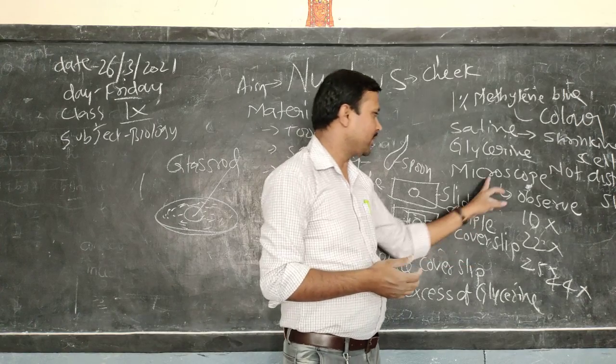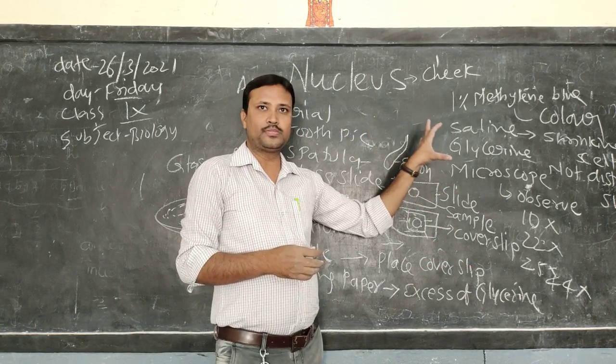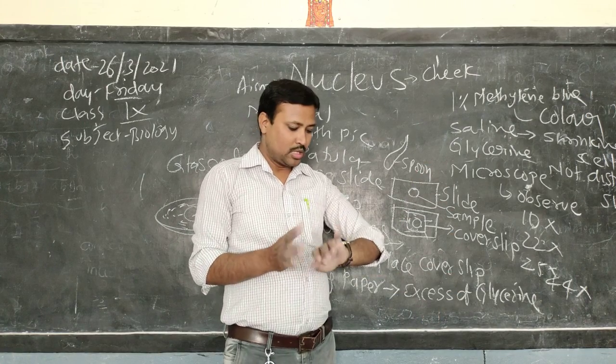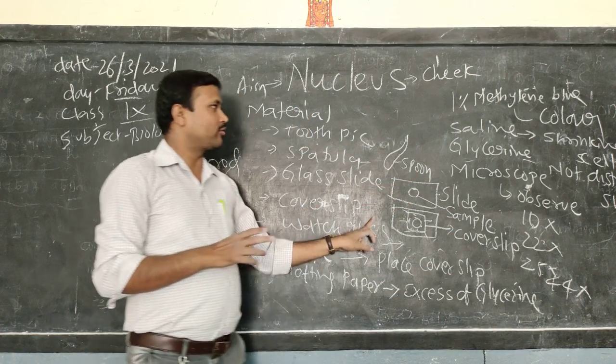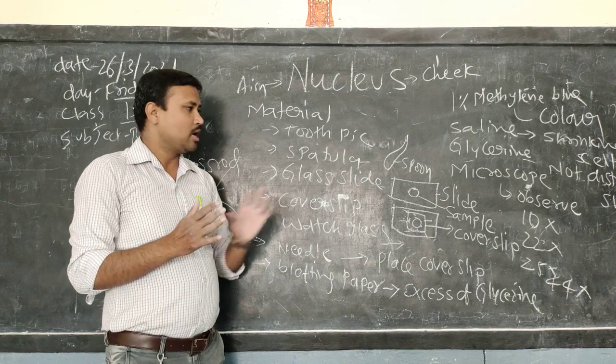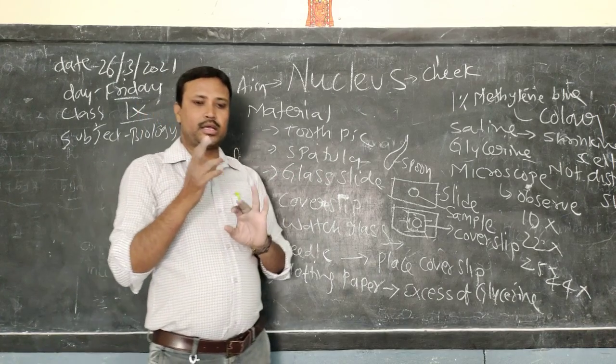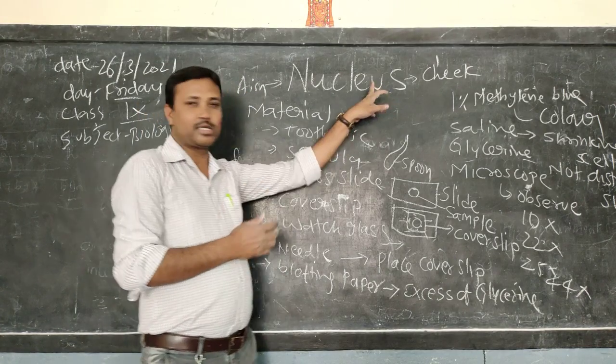Then after this, what do we need? Finally, we need a microscope. A microscope is required to observe all this material. So we have seen the material required for the study of the nucleus. In tomorrow's class, we are going to study the procedure, how to perform this experiment to observe the cells present in the human cheek cell, especially the nucleus.